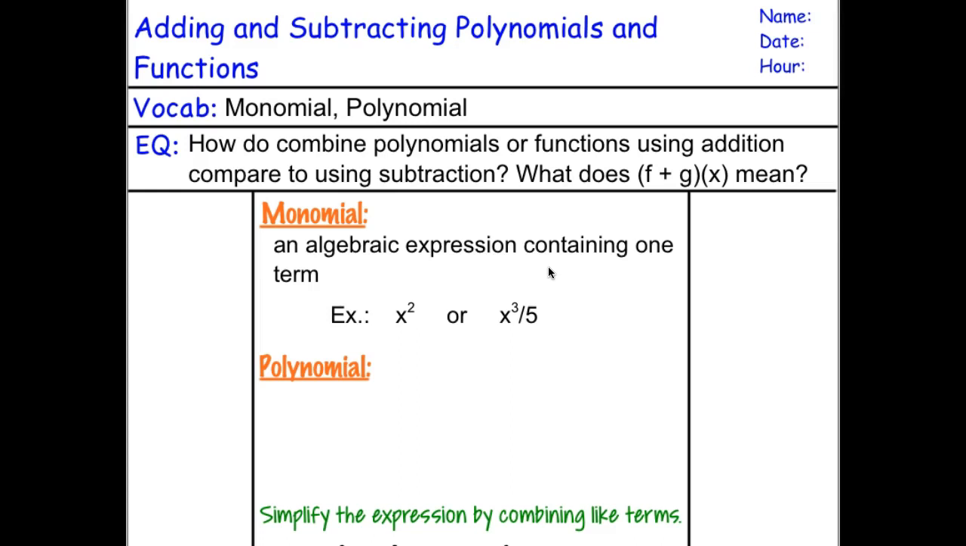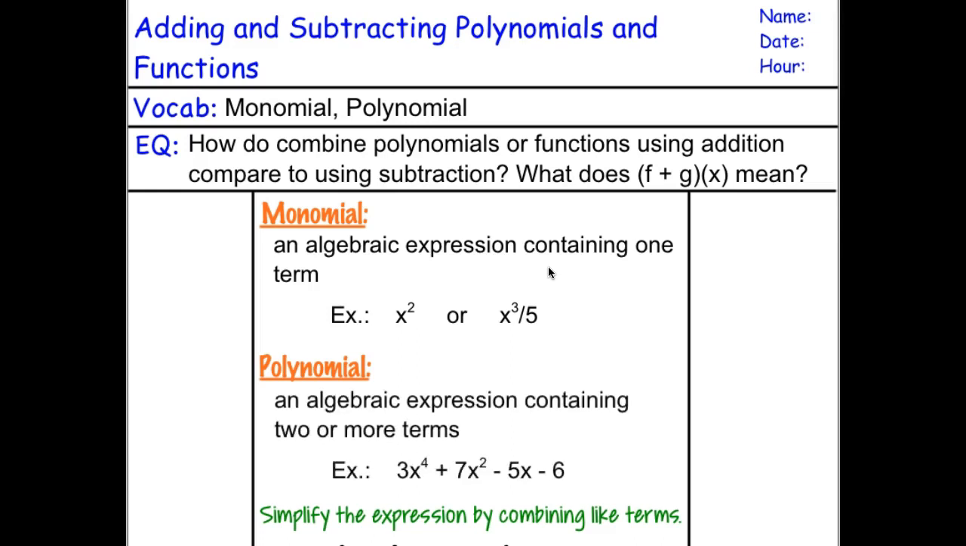A monomial is an algebraic expression containing one term. So, for example, x to the second or x to the third divided by 5. A lot of you might be going, but x to the third divided by 5, isn't that two terms? Remember, terms, which are nomials or monomials, can have multiplication and division within them. They are separated by addition and subtraction.